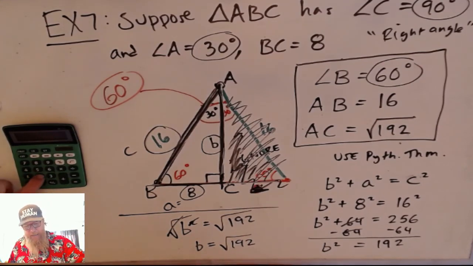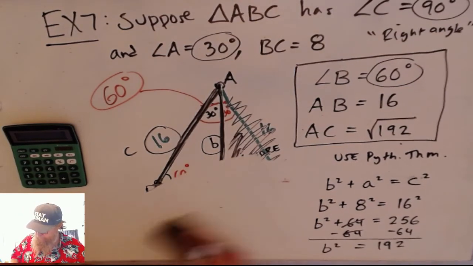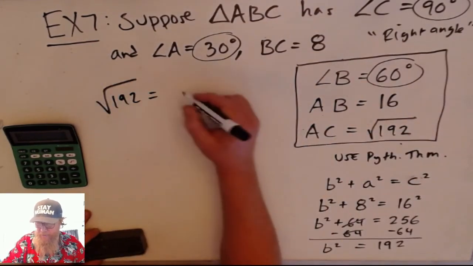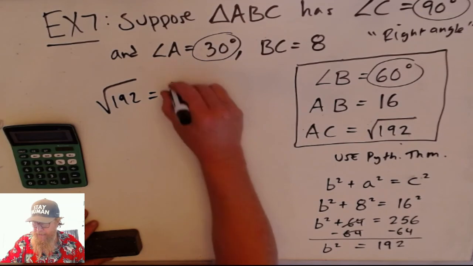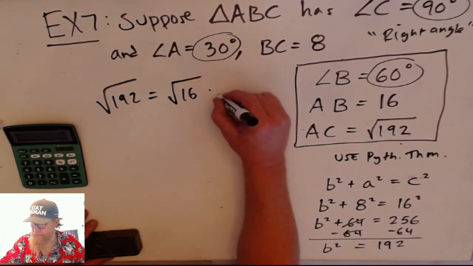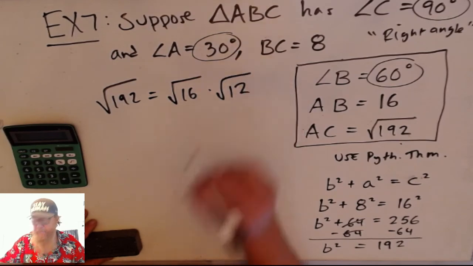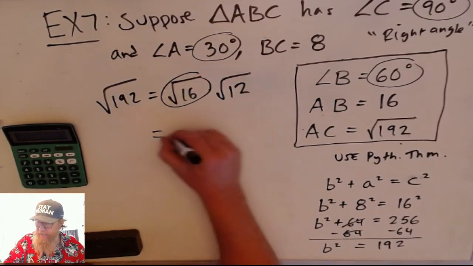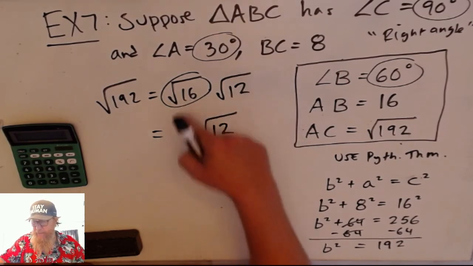So I'm going to do 192 divided by 16, 12. I'm trying to simplify the square root of 192. So that is 16 and 12. Double check that. 192 divided by 16 is 12. Yeah. 16 is perfect. So that becomes 4.